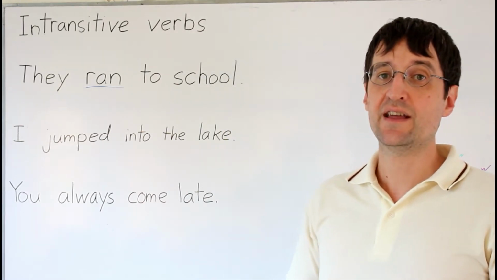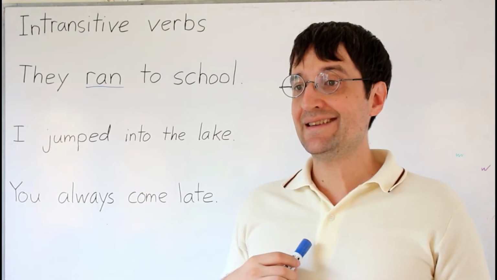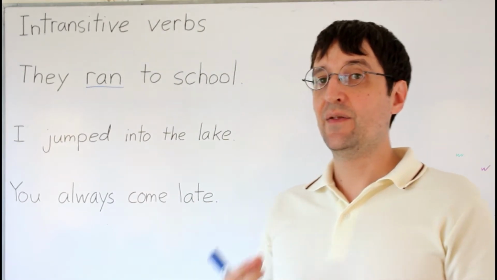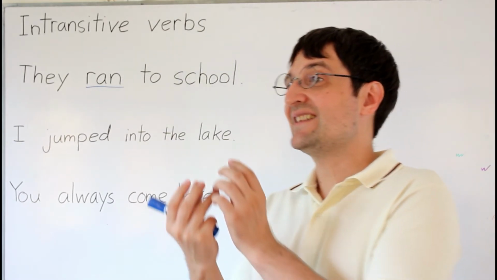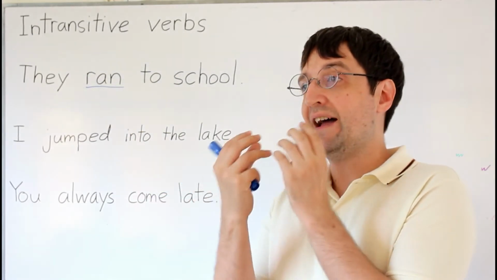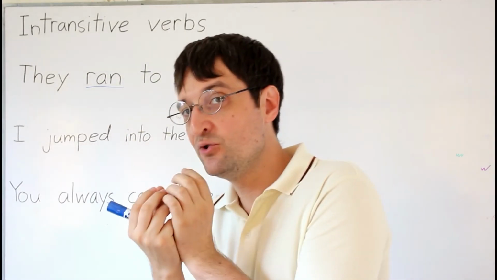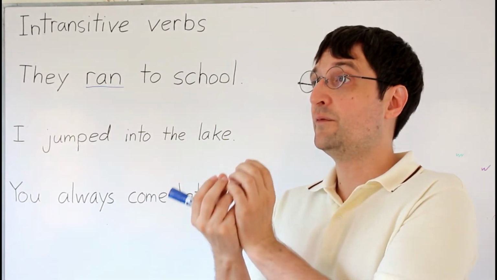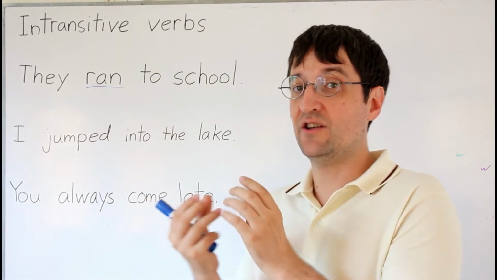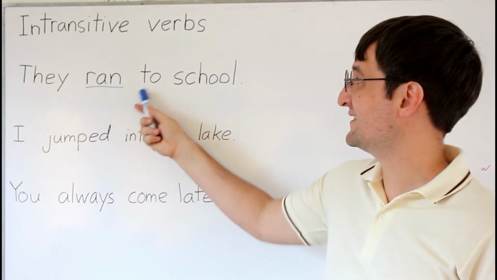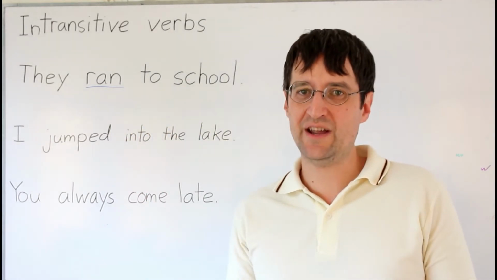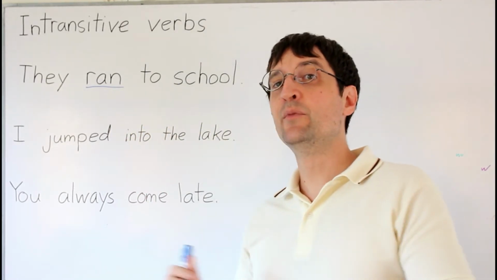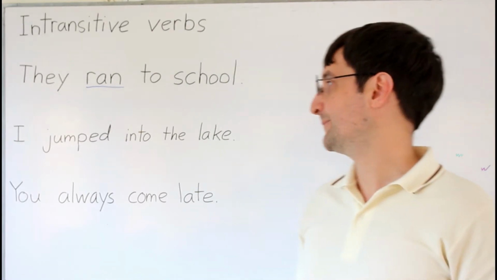They ran to school. But to school is not an object, not in the way that a transitive verb takes an object. If I ate a hot dog, then I ate is a transitive verb. I am doing something directly to the hot dog. The hot dog is the object of my action, of the verb. In this case, there is no object. It's just talking about moving through a space.